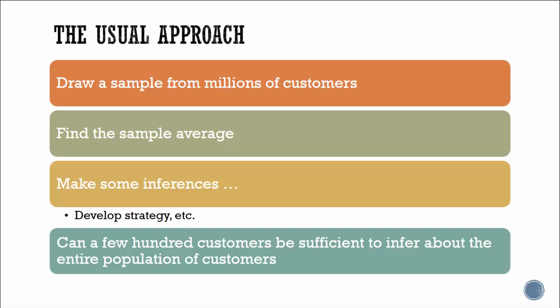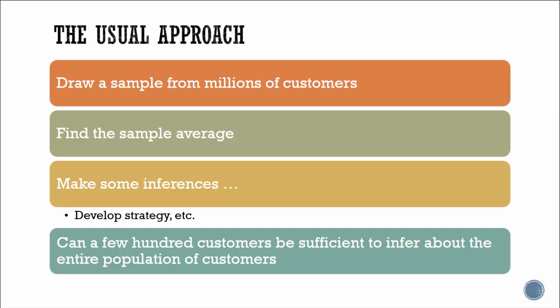You draw a random sample and then you do a survey and find out the average number of text messages sent by the individuals who responded to your survey, and then you make some inferences about the population from it. That, okay, the survey, we found X number of messages per month. The underlying population would be doing the same. And the question is, can a few hundred customers be sufficient to infer about the entire population of customers?